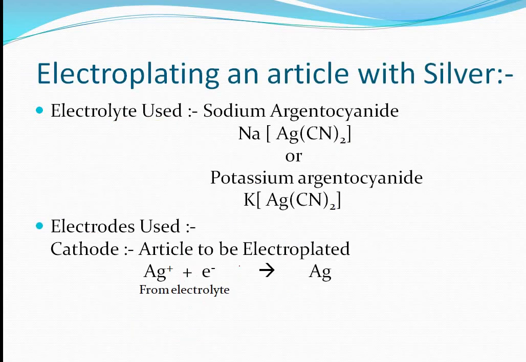Okay, next is the electroplating of an article with the silver. ओके, सिल्वर के साथ में इलेक्ट्रोप्लेट करना है. So the electrolyte used, any other can be used also. The first one we are using is the sodium argentocyanide, or in that place you can use also potassium argentocyanide.